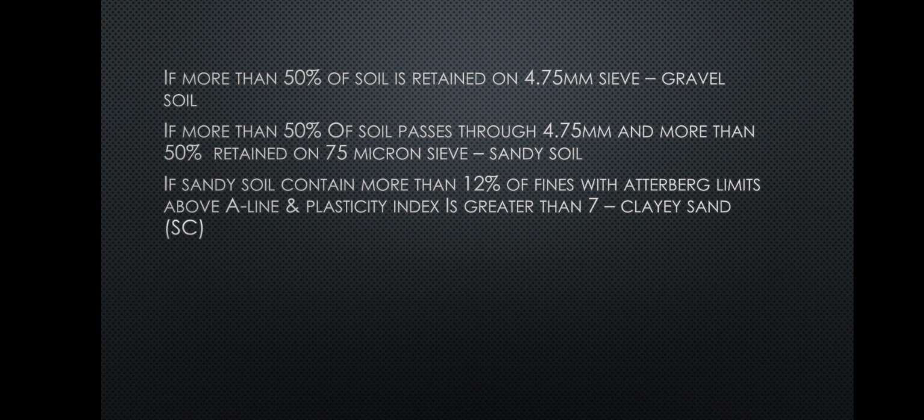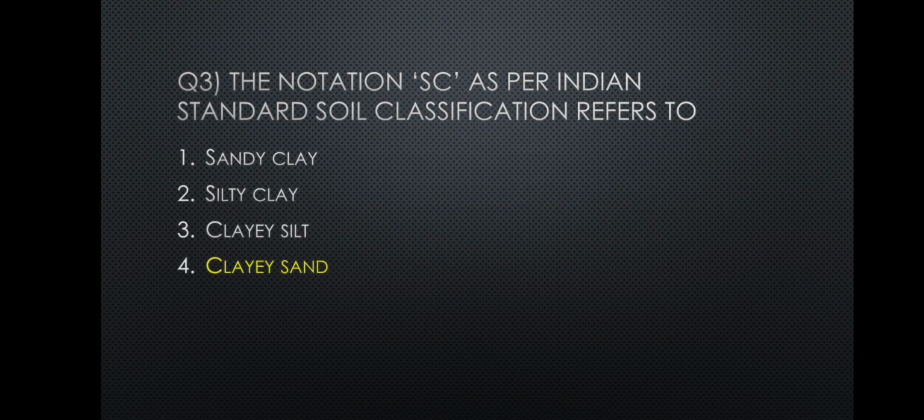So here the Atterberg limit is above A line and plasticity index is greater than 7. If you don't know the definition of plasticity index, it is defined as the range of moisture content over which the soil deforms plastically. So if the sandy soil contains more than 12% fines with Atterberg limits above A line and plasticity index greater than 7, it will be clayey sand, and that is the notation SC as per the Indian Standard Classification. So the answer to the question is clayey sand.